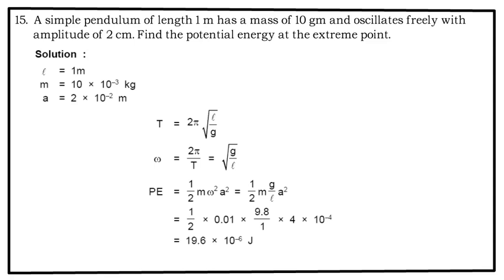We know T is equal to 2 pi square root of L by g. Omega is equal to 2 pi by T. Now omega is also known to us, that is square root of g by L. So now potential energy is equal to 1 by 2 m omega square A square. Omega square, omega is square root of g by L, square of that becomes g by L. So when I substitute all the values, I get potential energy is equal to 19.6 into 10 raised to minus 6 joules.